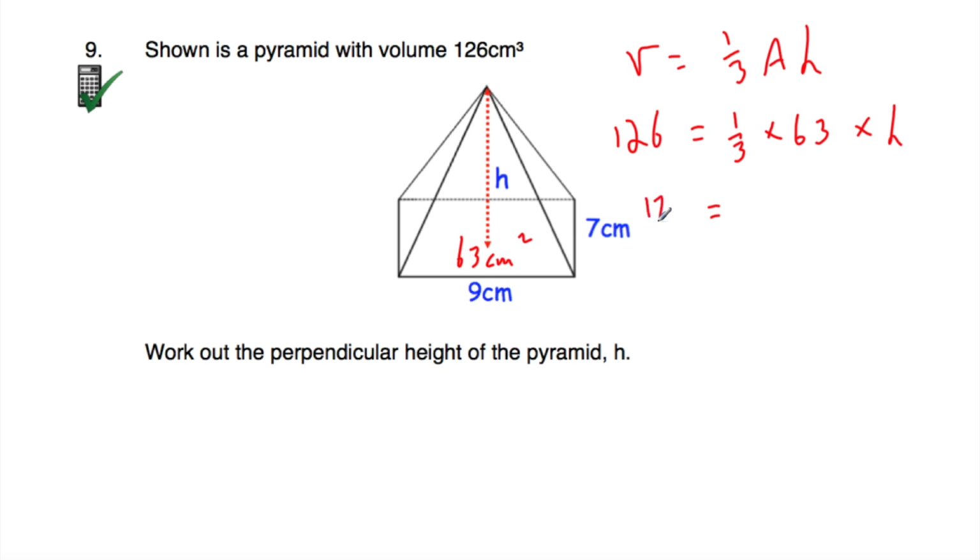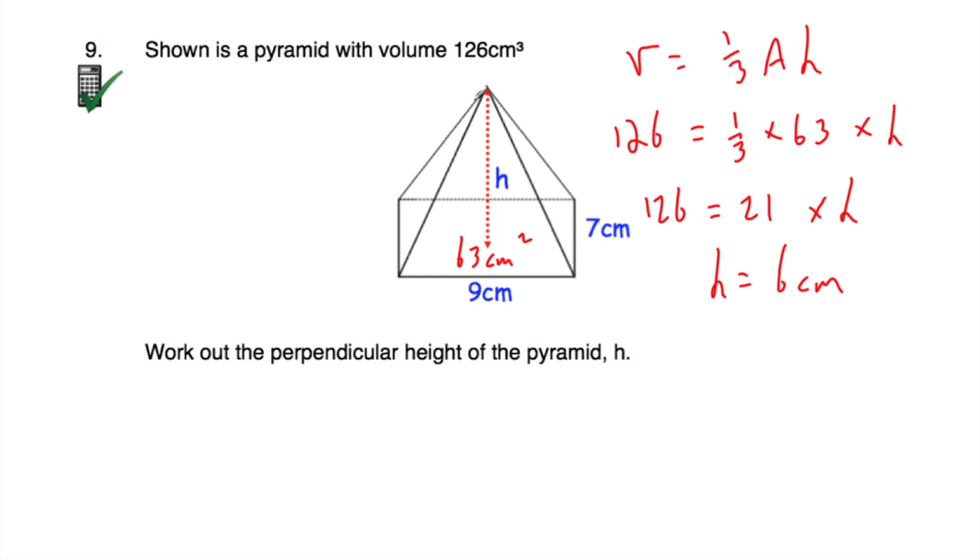So we've got 126 is equal to a third of 63. Well, 63 divided by 3 is equal to 21 multiplied by h. And then if we do 126 divided by 21, that's equal to 6. So the height of the pyramid is 6 centimeters, and that's it. The height of that pyramid is 6 centimeters.